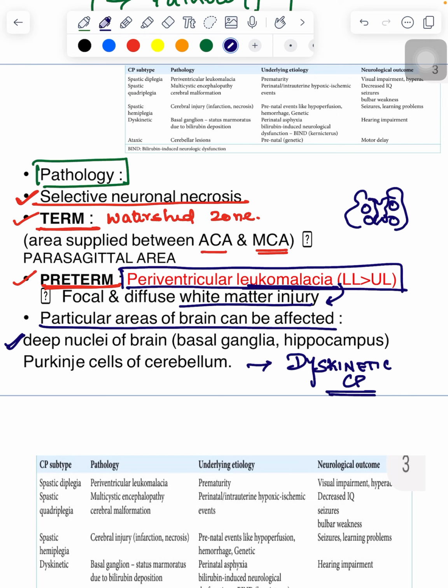Fine. So there are four main pathologies. One is selective neuronal necrosis. Second, in a term child, the parasagittal area being affected. Third, in a preterm child, periventricular leukomalacia. Fourth, the deep nuclei of the brain can be affected.